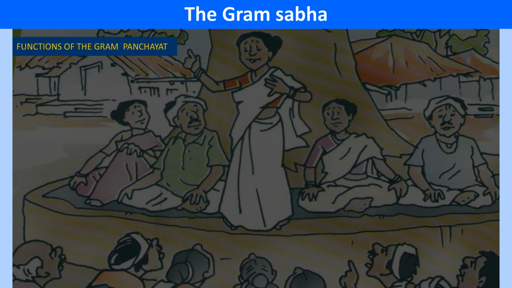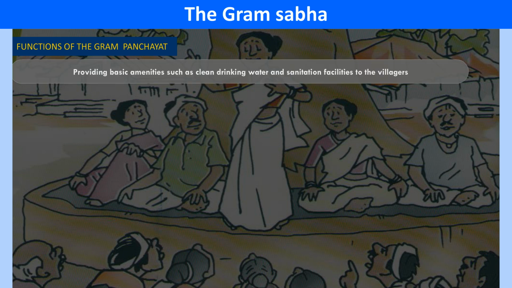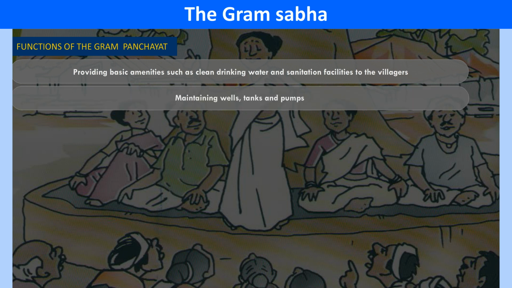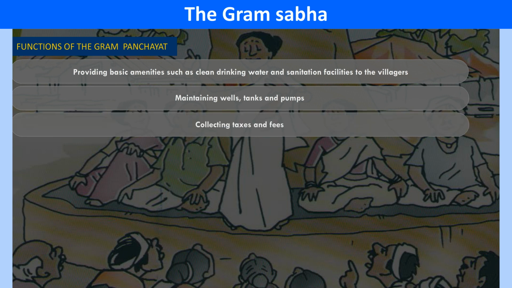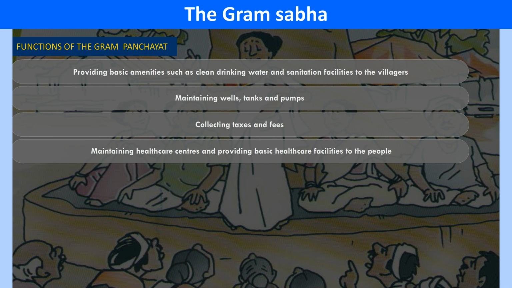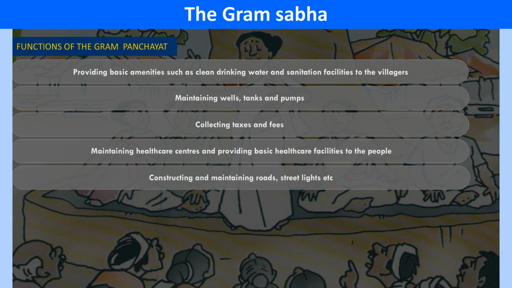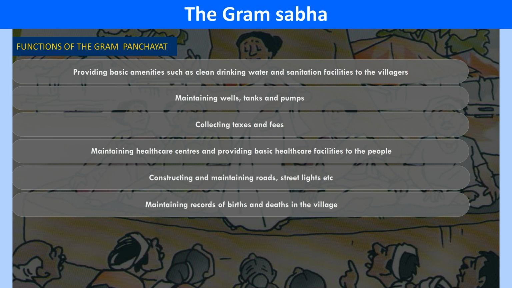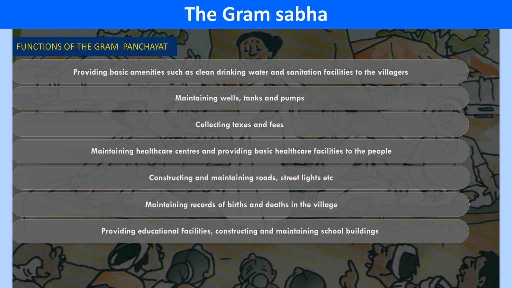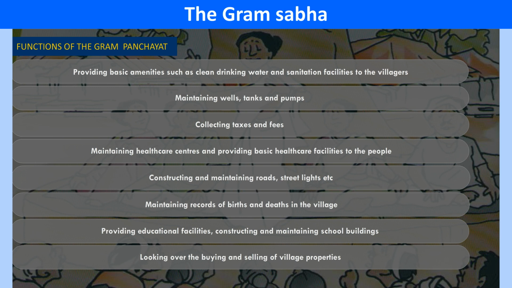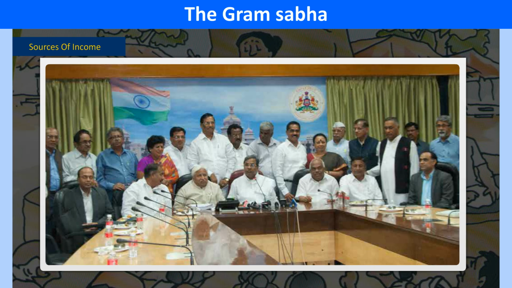Functions of the Gram Panchayat. The Gram Panchayat has the following functions: providing basic amenities such as clean drinking water and sanitation facilities to the villagers, maintaining wells, tanks and pumps, collecting taxes and fees, maintaining healthcare centers and providing basic healthcare facilities to the people, constructing and maintaining roads, street lights, etc., maintaining records of births and deaths in the village, providing educational facilities, constructing and maintaining school buildings, looking over the buying and selling of village properties.